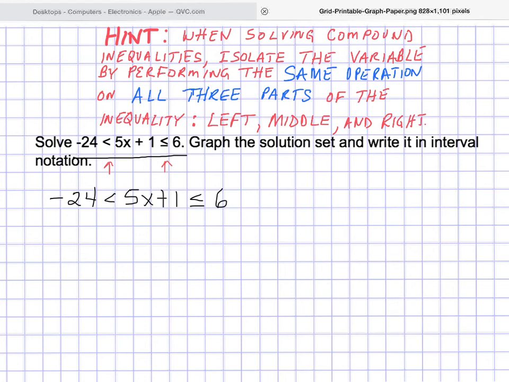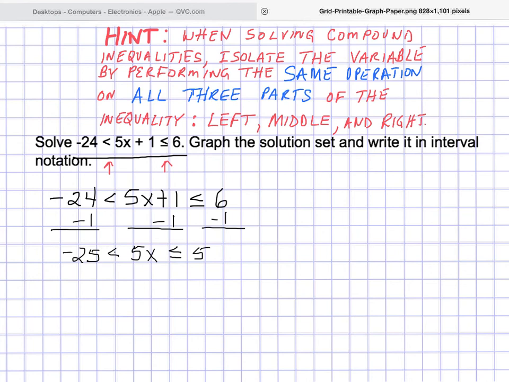Look at the middle part to see what you want to do to get the x by itself. Look at this. It's 5x plus 1. What we want to do is subtract 1. But if we subtract 1 there, we have to subtract 1 here and here. You have to subtract it in all 3 places. Okay, now take your time and be careful. Negative 24 minus 1 is negative 25. The symbol stays the same, and we have 5x. And this symbol stays the same, and we have 6 minus 1, which is 5.